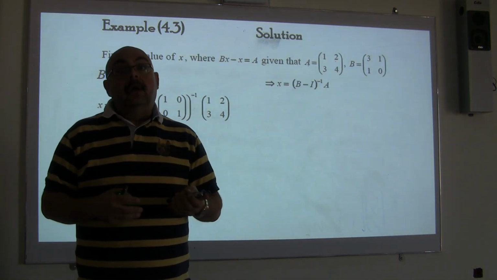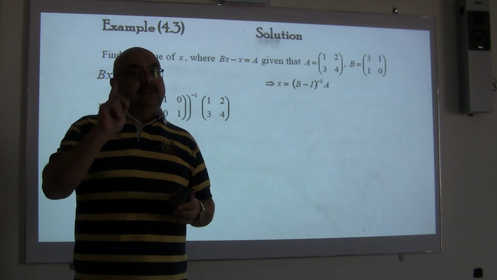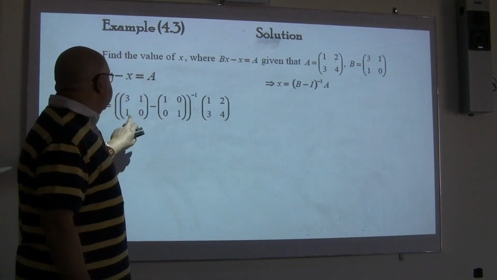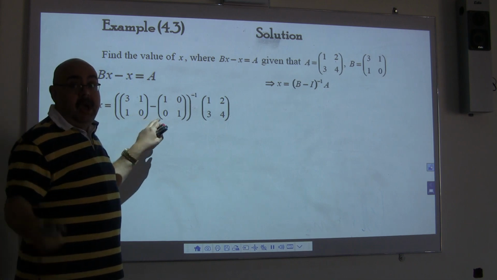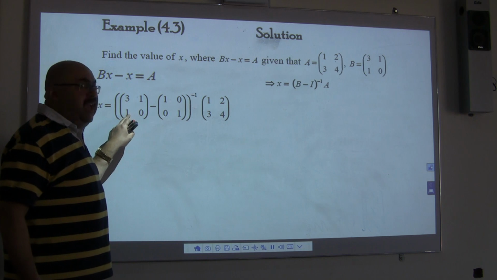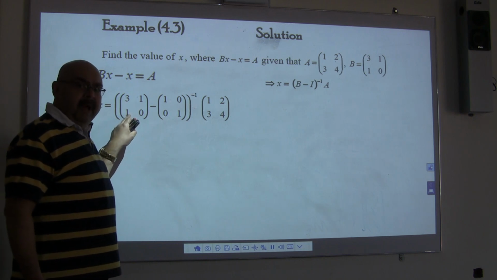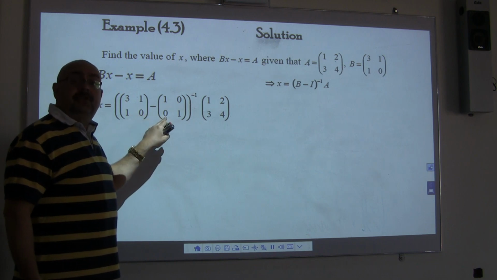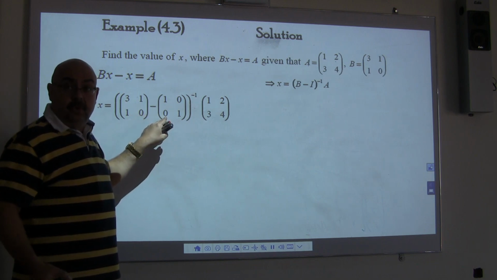Whenever we have I, remark that it depends on the dimension. The matrix B is a 2 by 2, so I will choose I to be 2 by 2. If matrix A was 3 by 3, the identity matrix will be 3 by 3, and so on.